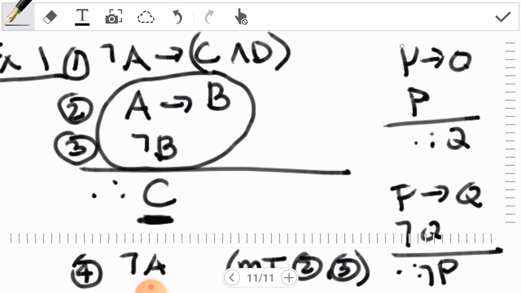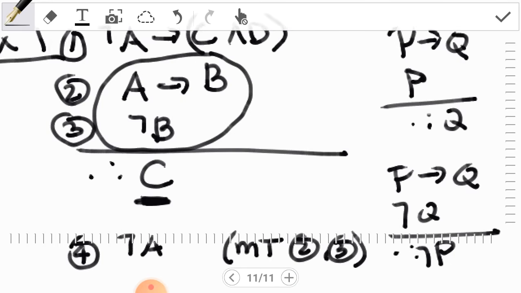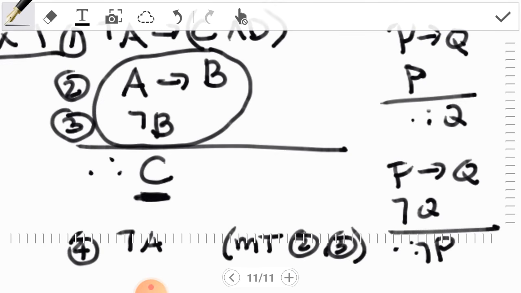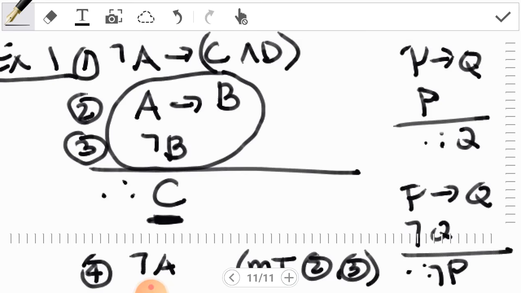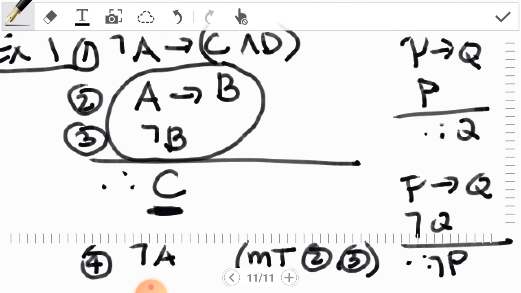That's modus ponens. P implies Q, P, therefore Q. Isn't it a replica of modus ponens? Line number 1, P implies Q, and then use number 4, P. P implies Q, P. So what will be our conclusion? Q. What's the Q? C and D.